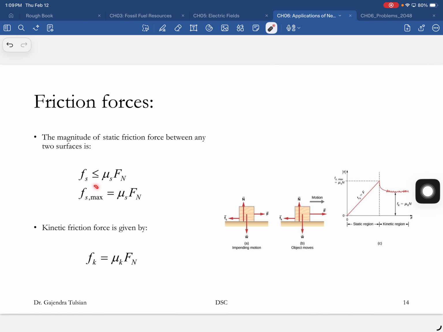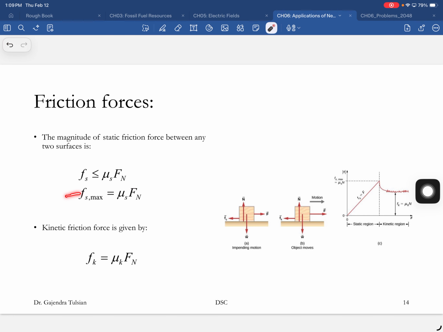All right, so the maximum static friction force is given by something called a static coefficient of friction times the normal force. Okay, friction forces, so here's the weight of the object, and there's the normal force. Right now, for this situation, the normal force is equal to the weight of the object. So the maximum static friction force is μs times the normal force.